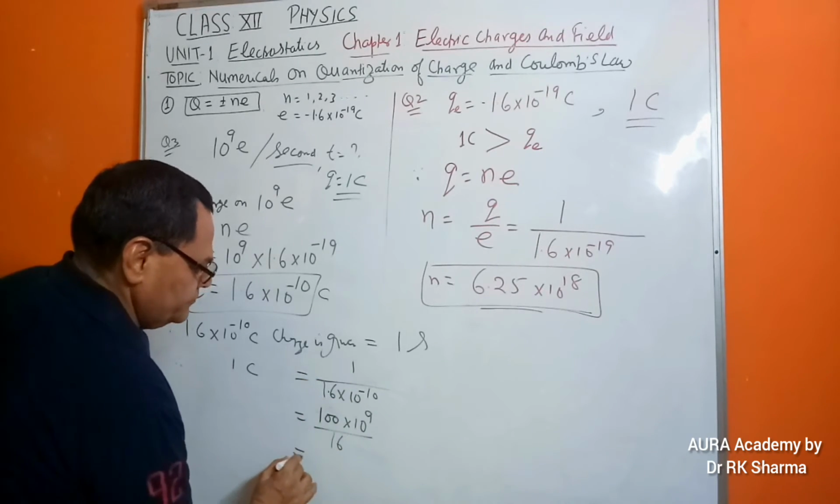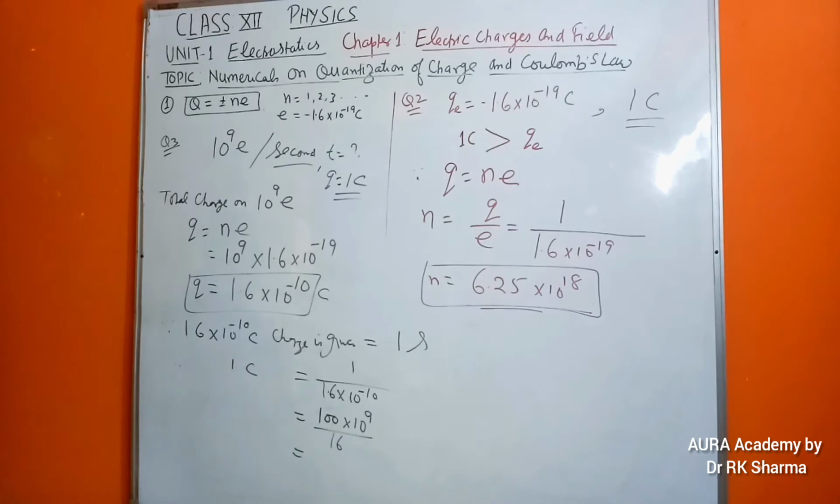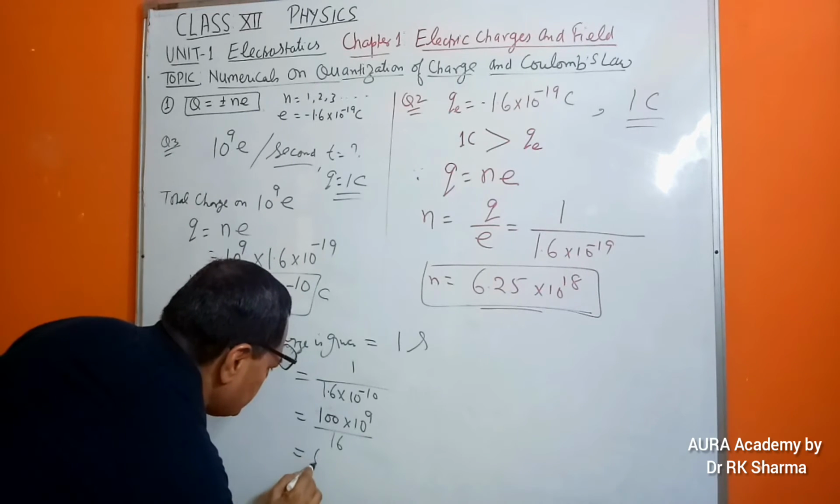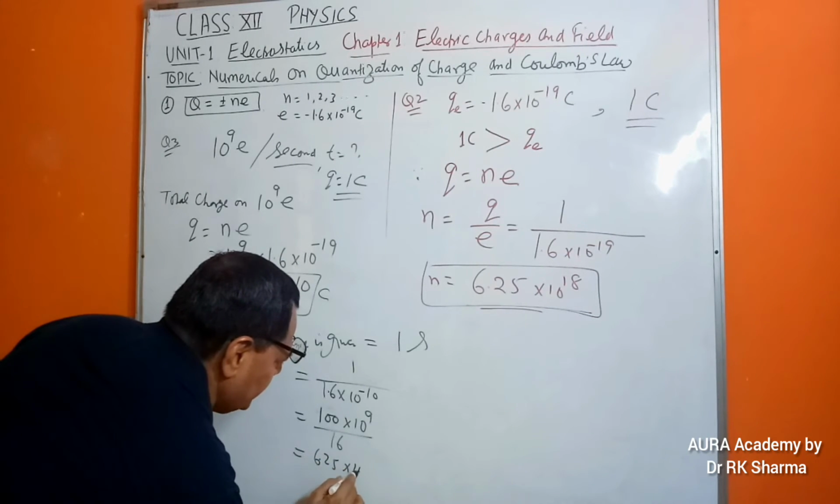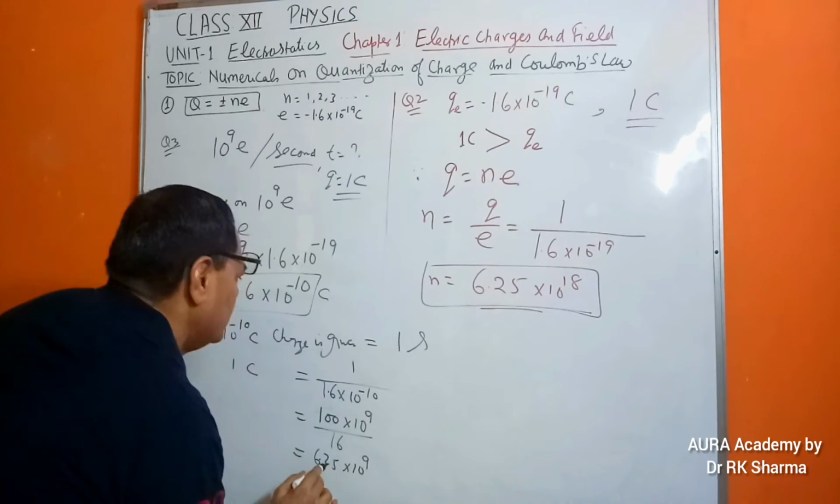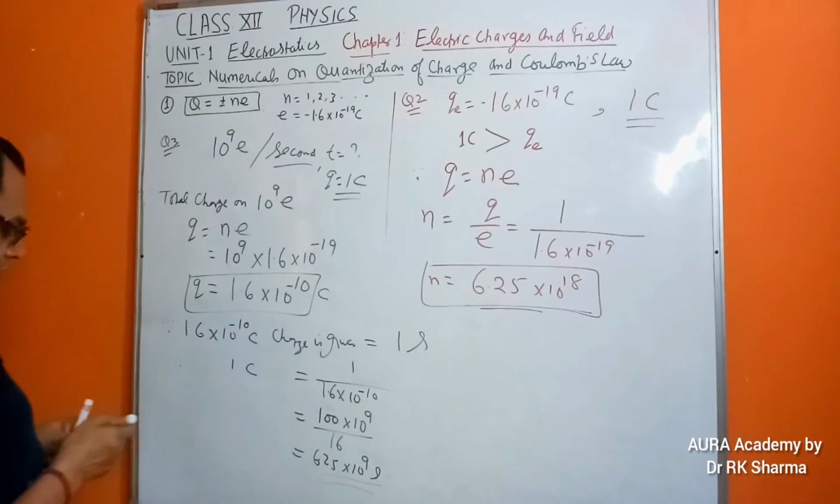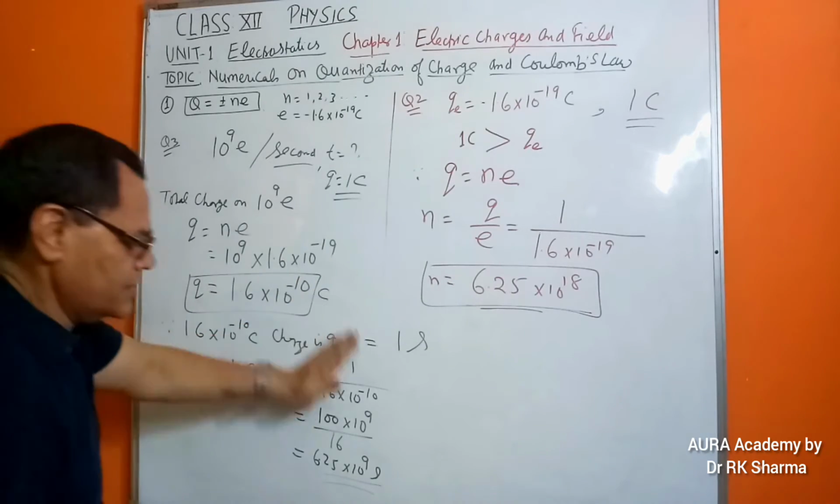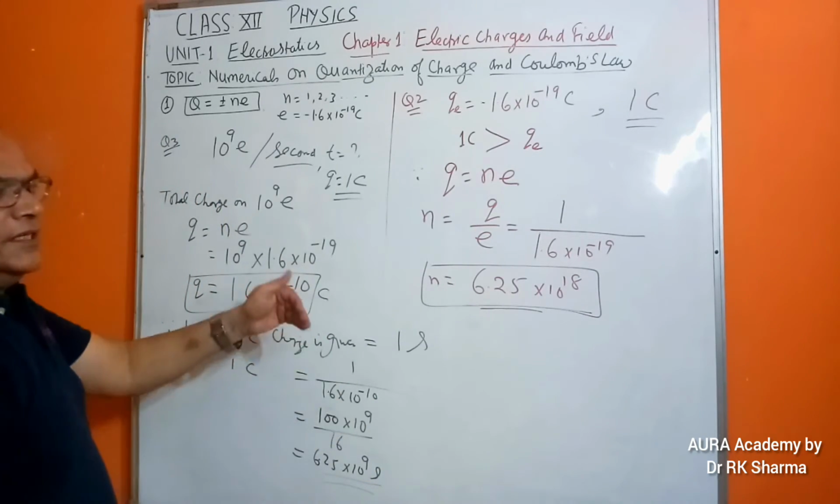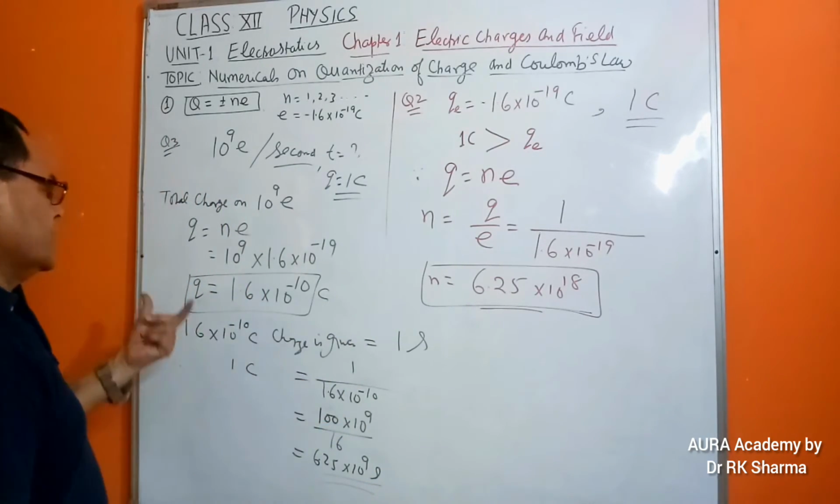The moment you solve it, the numerical value may be 6.25 into 10 to the power 9 seconds. So this is the answer, in standard form, that is the MKS or SI system.